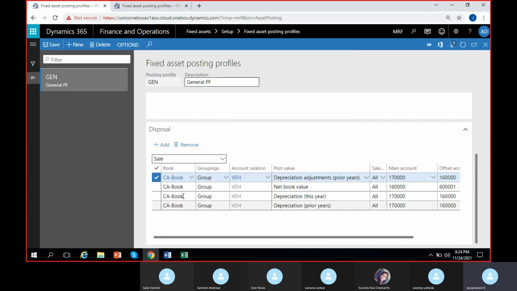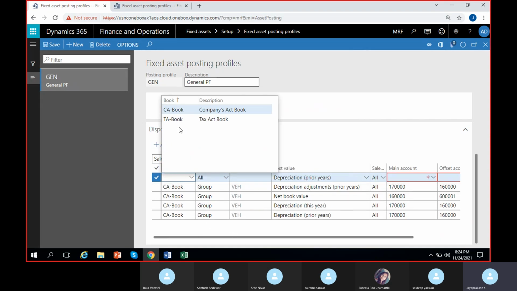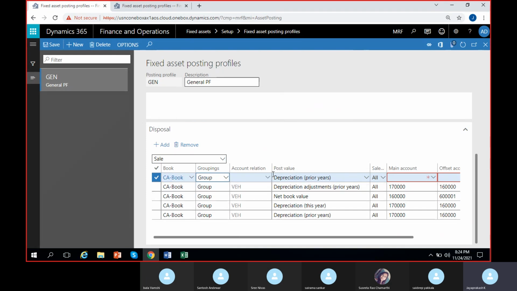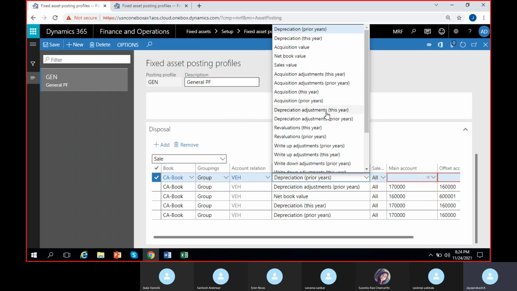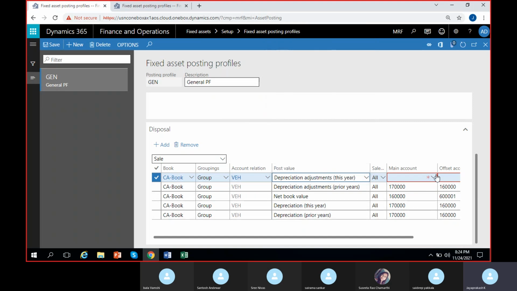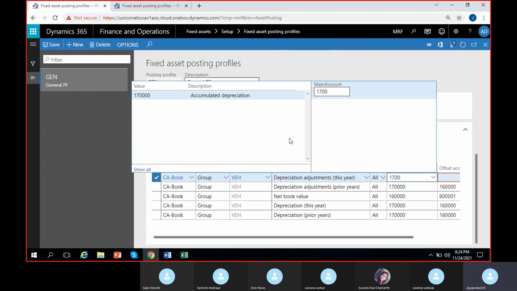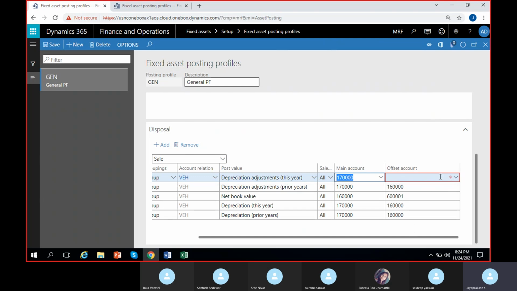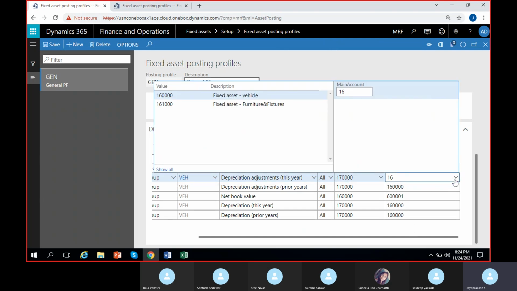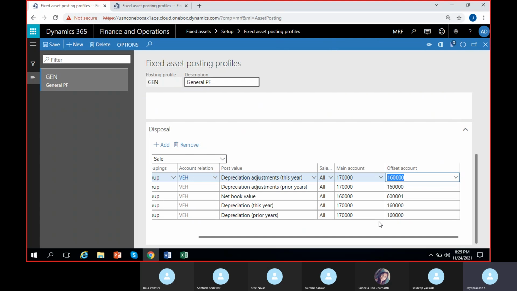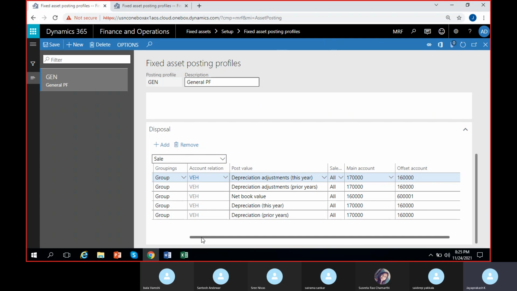Okay. And then I'll create one more for cash book and then group, then vehicle, then depreciation adjustments this year. Okay. And then I'll select the same account here, accumulated depreciation, and here I'll select the same account, 1,60,000 fixed asset vehicle. So this is how. For vehicles, you are selecting the fixed asset vehicle account. Normally for furniture, you will select the fixed asset furniture account here in the offset account for these entries, depreciation adjustments.